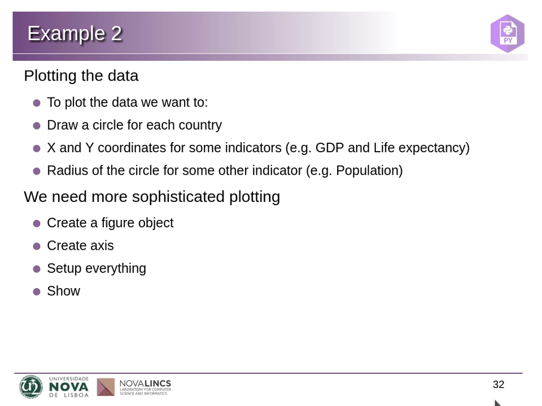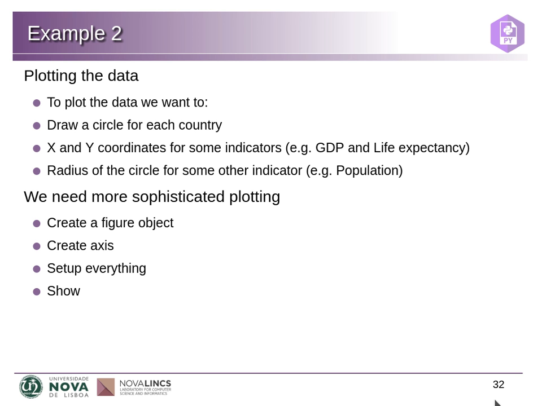Now we're going to plot the data. We want to draw a circle for each country. The X and Y coordinates will be some indicators that we choose. The radius of the circle will be another indicator. For instance, we can use GDP, life expectancy, and population. But we can generalize this and write the function so that we could use any indicators for this. So we can try other correlations or look at other indicators.